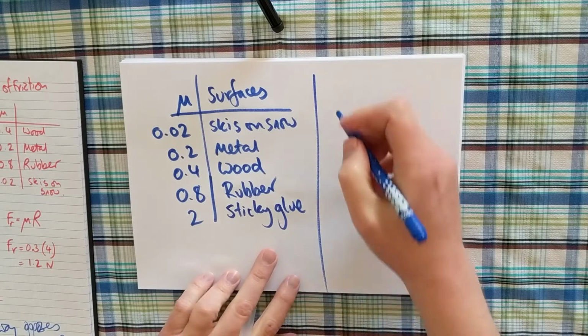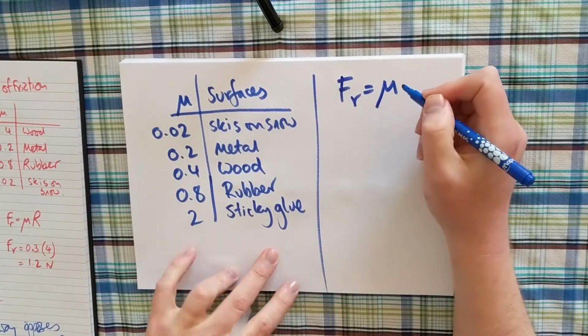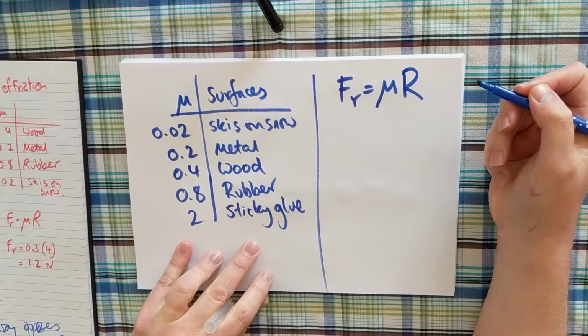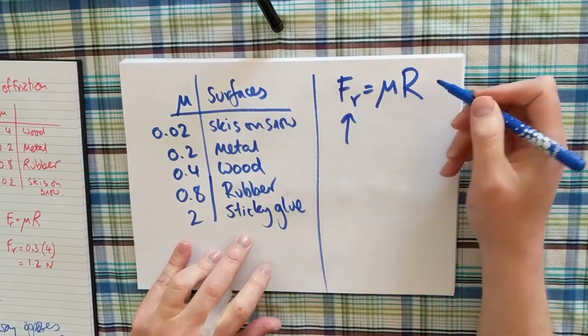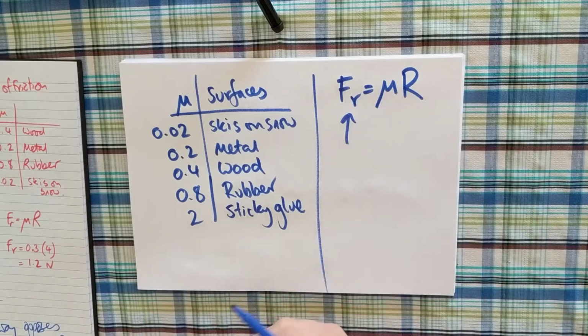Okay, so this is the formula we're going to use. The friction is equal to mu, this is the coefficient of friction, times the normal reaction force. And sometimes you're missing this value, sometimes you're missing one of these two. But generally you're missing the frictional force to combine together with other forces in a question.